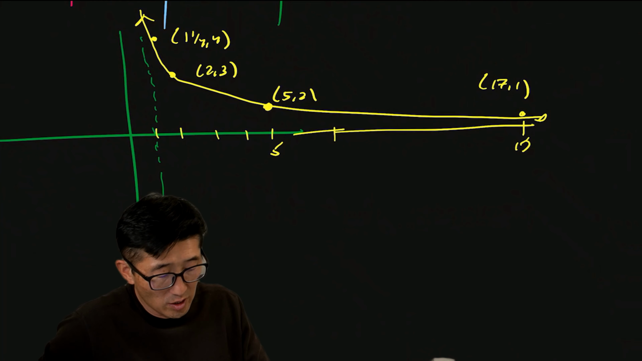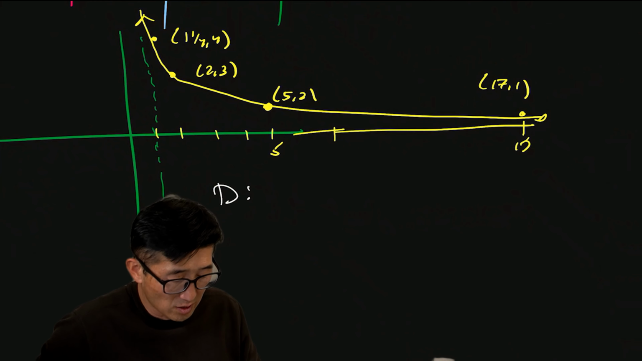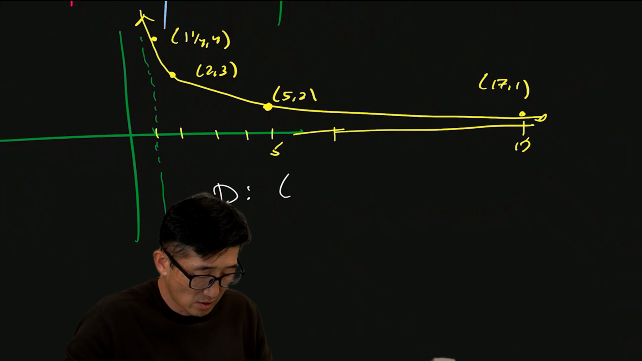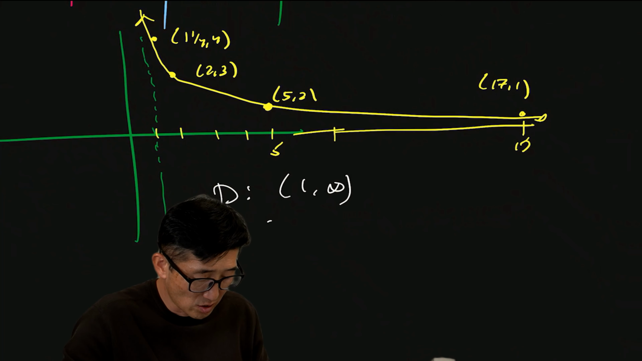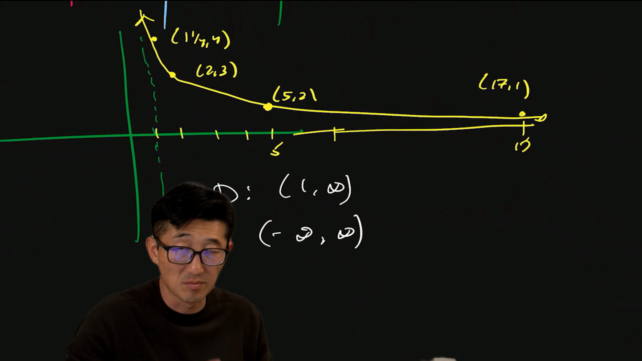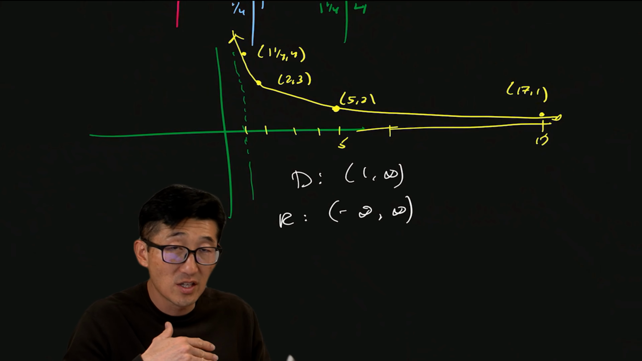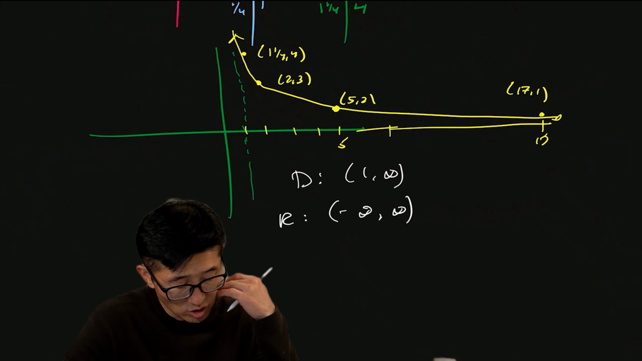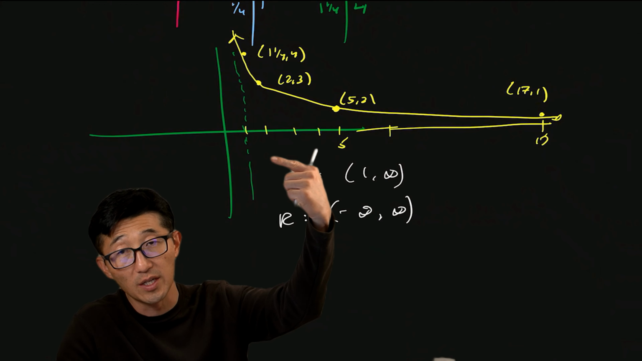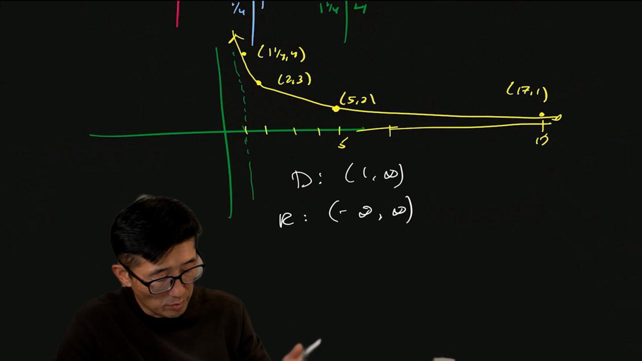Now, from this point on, I think you should know how to do the rest. Like the domain is from 1 to infinity. The range is negative infinity to positive infinity. The limit as x approaches positive infinity will be negative infinity because it's going to go down. The limit as you approach 1 from this side is going to become positive infinity.